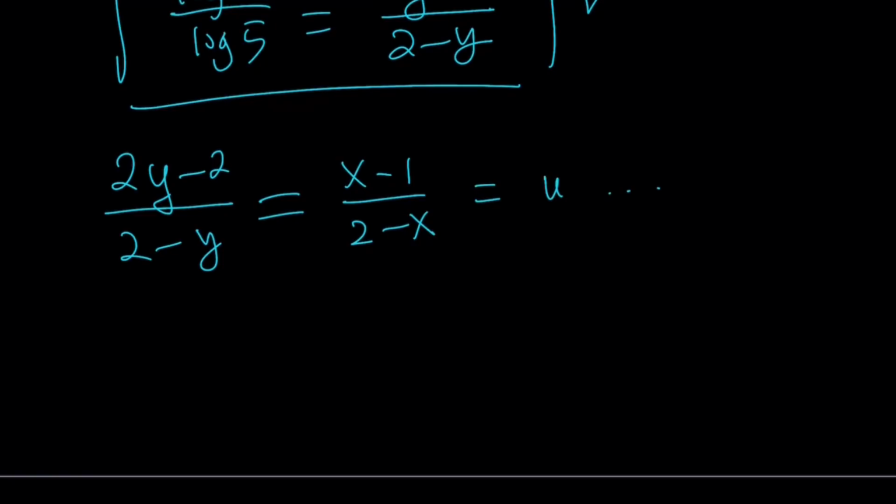But I'm going to keep a long story short. You're going to get the same thing from here. Y is going to become 2 over 3 minus x.